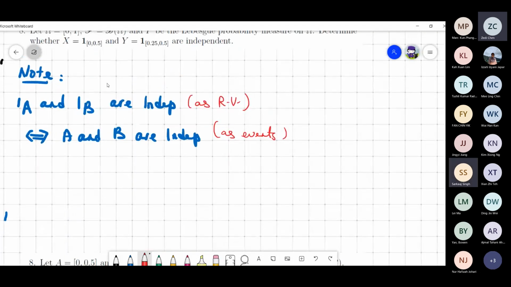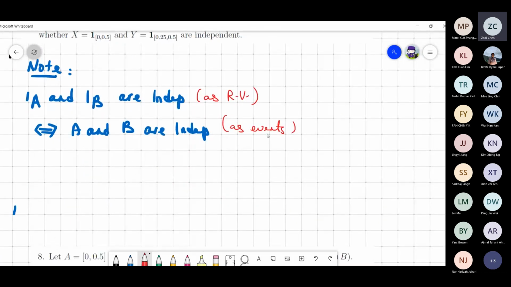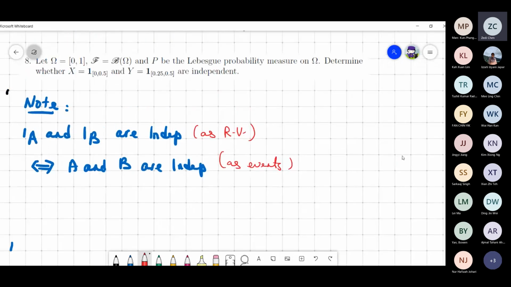A, B are independent as events is equivalent to saying that the indicator functions 1A and 1B are independent as random variables. So this question is quite straightforward and easy. You want to check whether X and Y are independent or not, and because X, Y are indicator functions, you just need to verify whether these two events are independent or not.